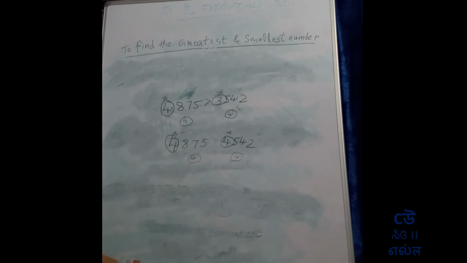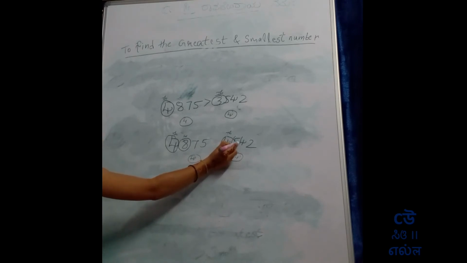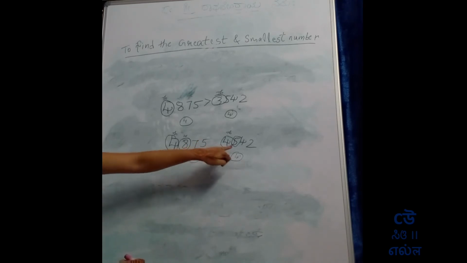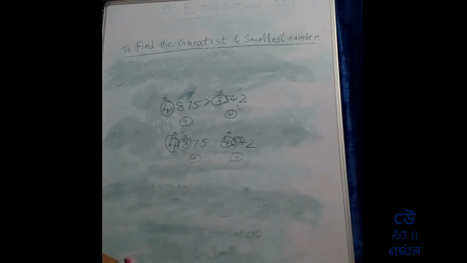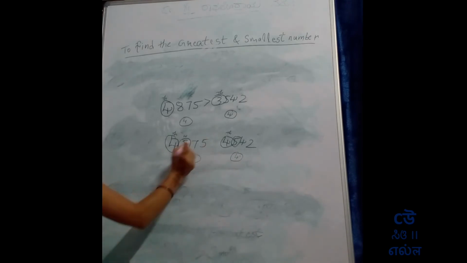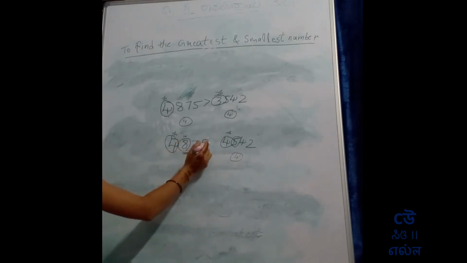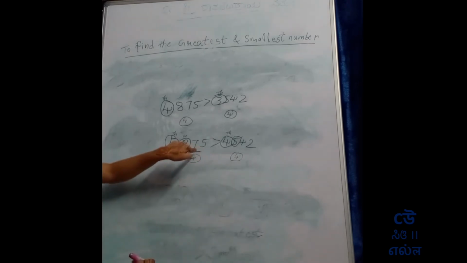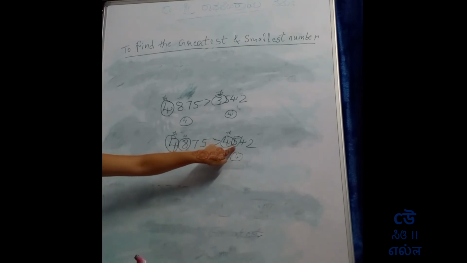So, as I told you, we'll go to the next step, that is we'll consider the next number after thousands place, that is hundreds. In hundreds place we have 8 and 4. Comparing these two numbers, 8 and 4, which is the greater number? That is 8. So this will be the greater number. So 4875 is greater than 4540.